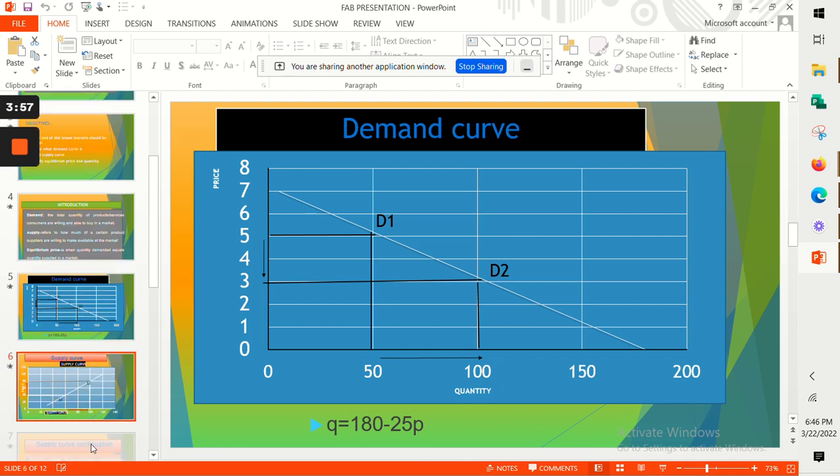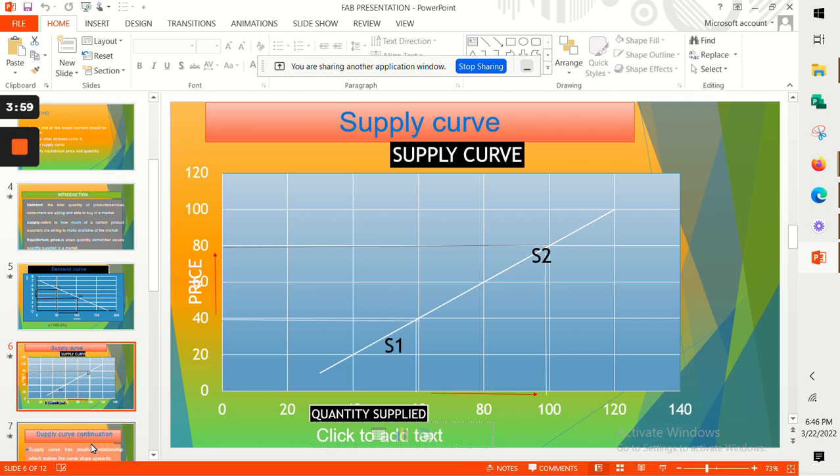And now we can look at the supply curve. The supply curve is the quantity of goods or services suppliers are willing to make available in the market at a given price. And now the supply curve is the opposite of the demand curve.